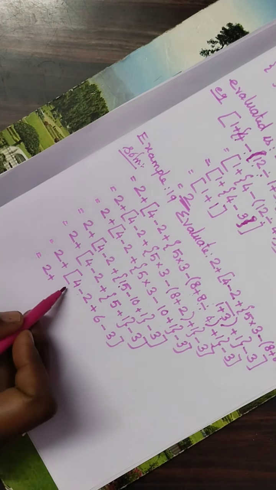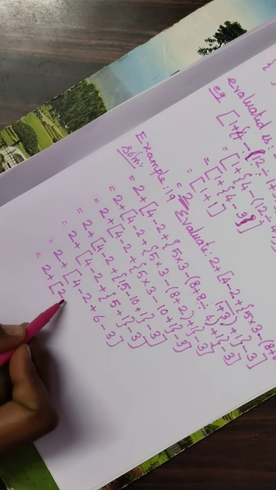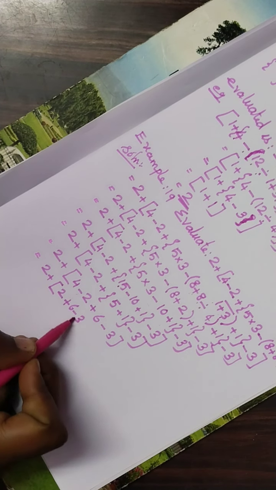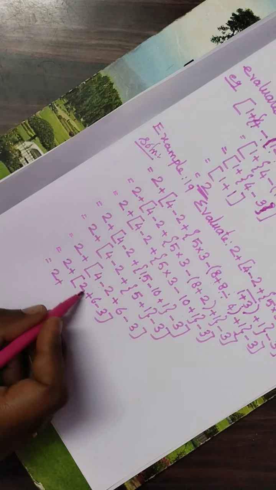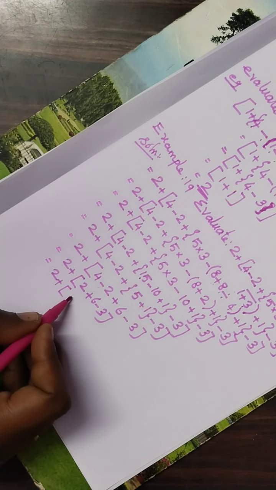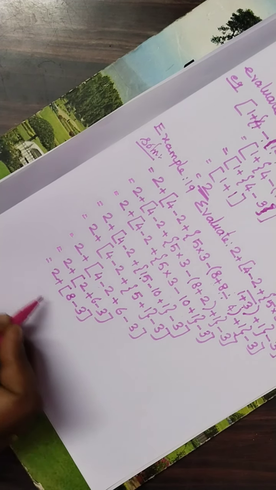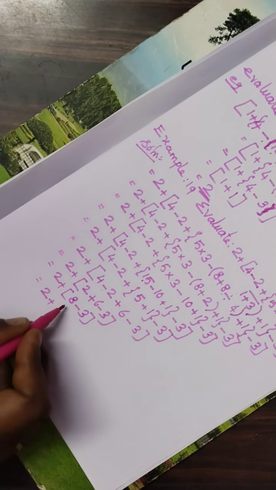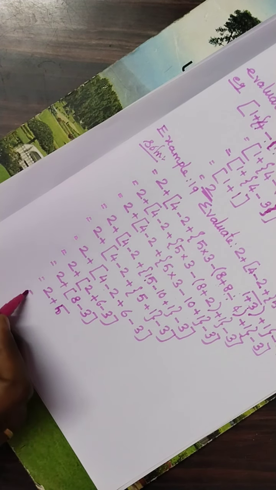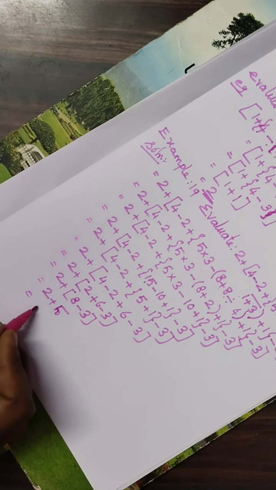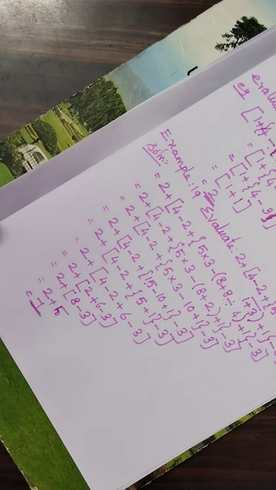Left to right, the first one is subtraction, so 4 minus 2 is equal to 2, plus 6 minus 3. Then 2 plus 6 is equal to 8, 8 minus 3 is equal to 5, so 2 plus 5 is equal to 7. Did you understand this one?